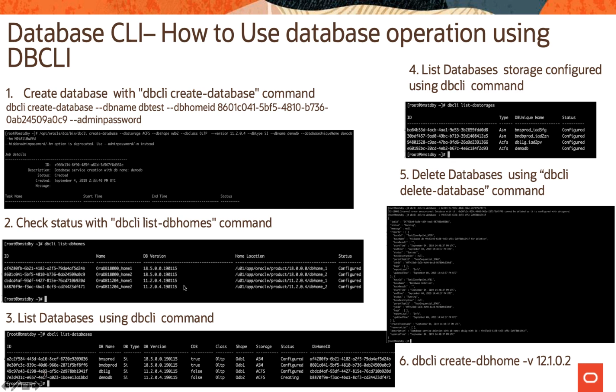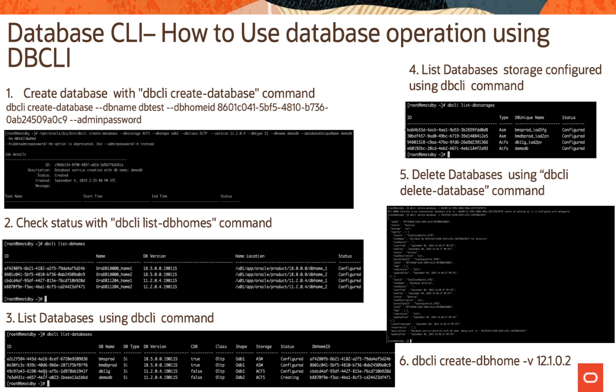For checking the status, you can always run DBCLI list dbhomes, and it will show you all the available database homes. You can list the databases using the DBCLI list databases command, and it will tell you, with respect to each database home ID, the name of the databases which are associated. In my case it is BMS prod, DB11G or DemoDB, which are part of these database homes. It also shows you the database versions, whether it's a CDB, what the shape is, what kind of storage it uses, and the DB home IDs.